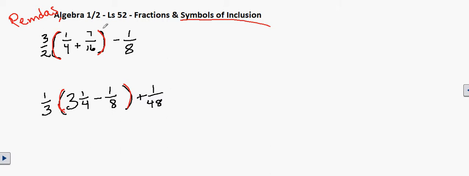So we start with whatever's in there. And what's our first step? Adding a fourth and 7/16. We need to make this be in common denominators. So then I write in my paper 3/2 is now going to be multiplied by 11/16.